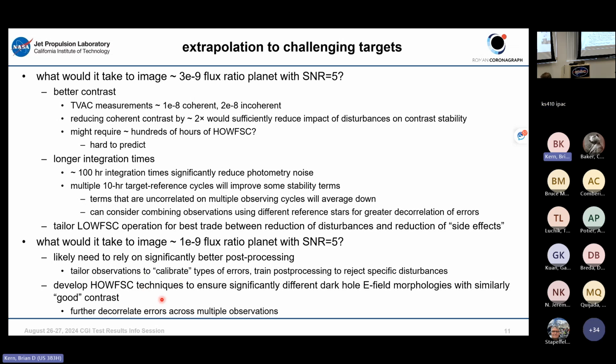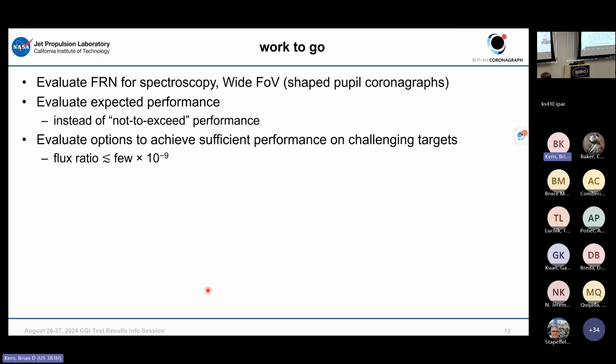So we can do better, with some creativity coupled with modeling and some validation. So very touchy-feely, very hand-wavy, but modest flux ratios are probably within reach, and more aggressive flux ratios are going to require something we don't have in hand. And I'll just stop there.